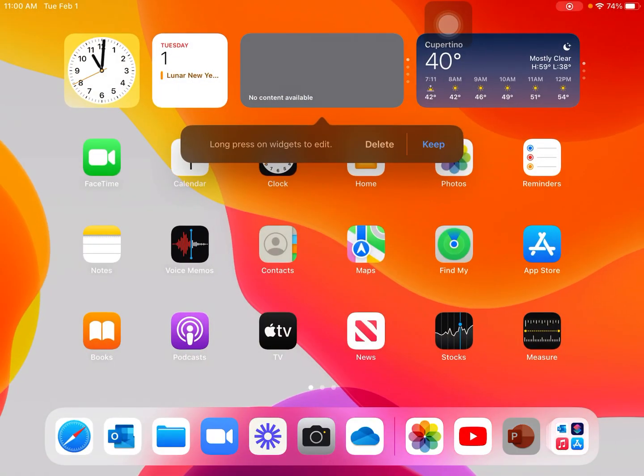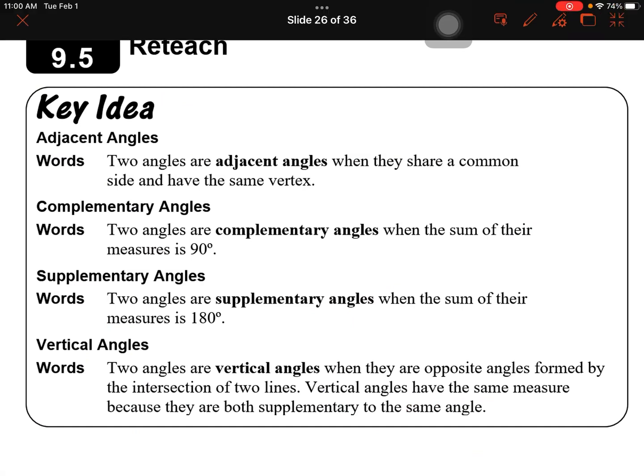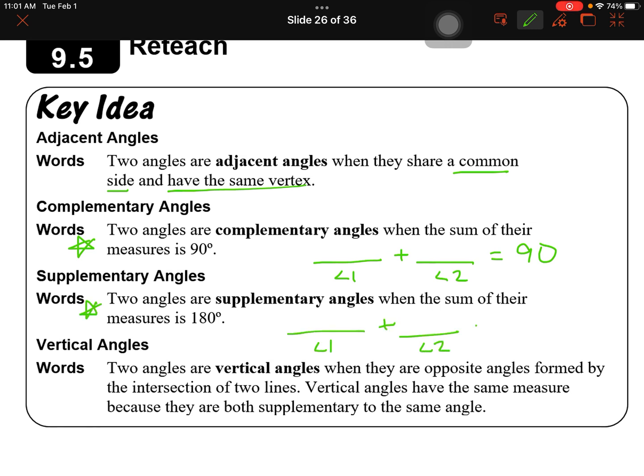And then we're going to jump back, and now we're going to hand out the reteaching lesson 9.5. And so adjacent angles, once again, share a common side and the same vertex. Complementary angles, what I like to do with this is I always like to write it out like this. Angle 1 plus angle 2 has to add up to 90 degrees. And so this is the setup that I want you to see. Supplementary angles, angle 1 plus angle 2 equals 180 degrees. If you get used to setting this up, then you just have to plug in numbers.